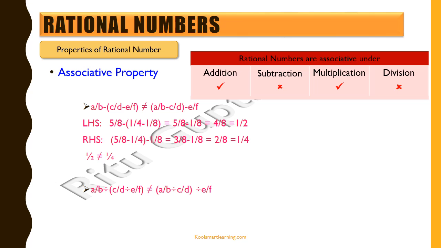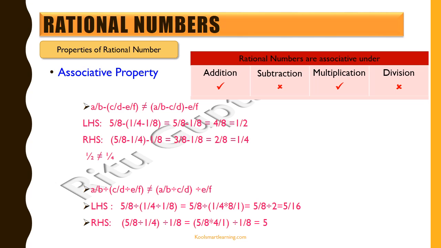Similarly, we see that they are associative under multiplication, but under division we again have the same issue. When we change the brackets, a by b divided by c by d divided by e by f is not equal to first dividing a by b by c by d and then dividing this result by e by f. We again take the same rational numbers and let's see what happens. If we do 5 by 8 divided by 1 by 4 divided by 1 by 8, we're getting 5 by 8 divided by 2, which is 5 by 16.